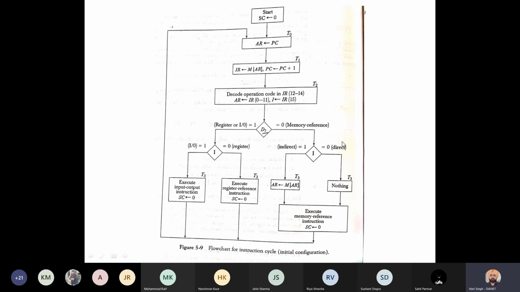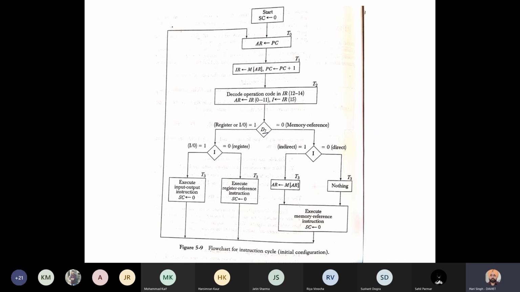Okay, direct addressing means the address of the memory location from where the information is to be fetched, that address will be available within the instruction. That means within the opcode which we have kept in the IR register. Okay, and in indirect method, the information available in the IR will have an address of the memory location where the address of that data is available. Okay, so this I will discuss by using whiteboard.